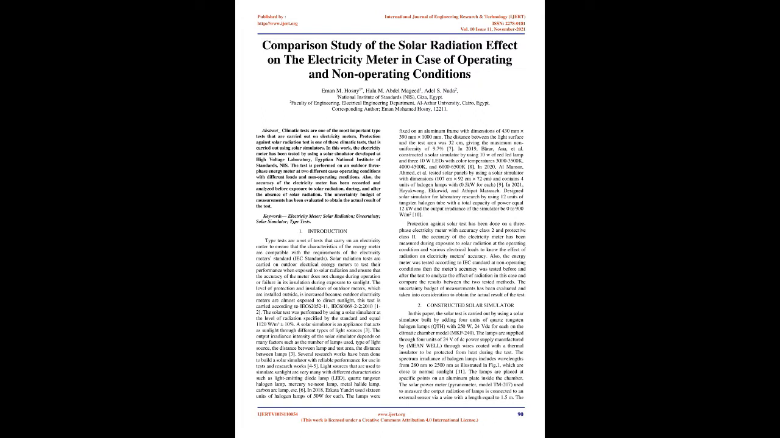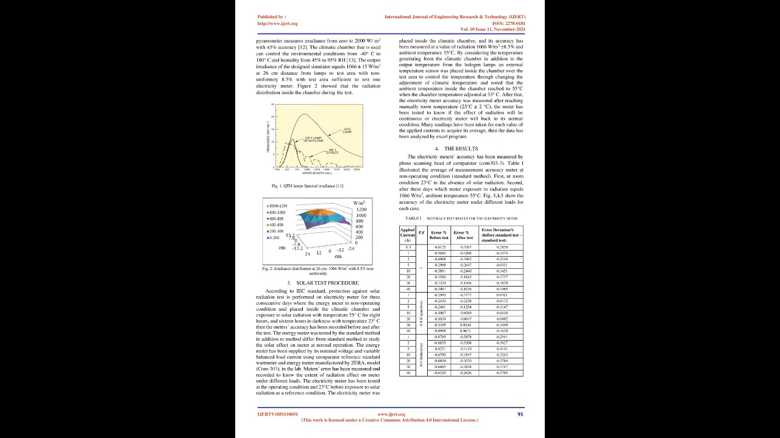[3] The output irradiance intensity of the solar simulator depends on many factors such as the number of lamps used, type of light source, the distance between lamp and test area, and the distance between lamps. [3] Several research works have been done to build a solar simulator with reliable performance for use in tests and research works [4-5]. Light sources that are used to simulate sunlight are very many with different characteristics, such as light-emitting diode lamp, LED, quartz tungsten halogen lamp, mercury xenon lamp, metal halide lamp, carbon arc lamp, etc.